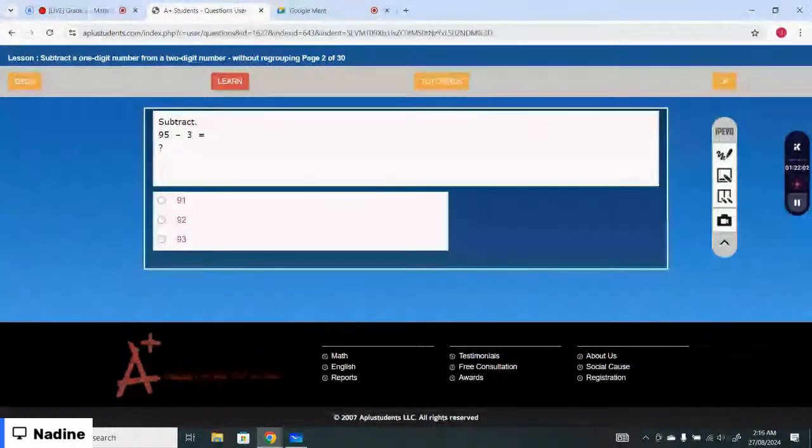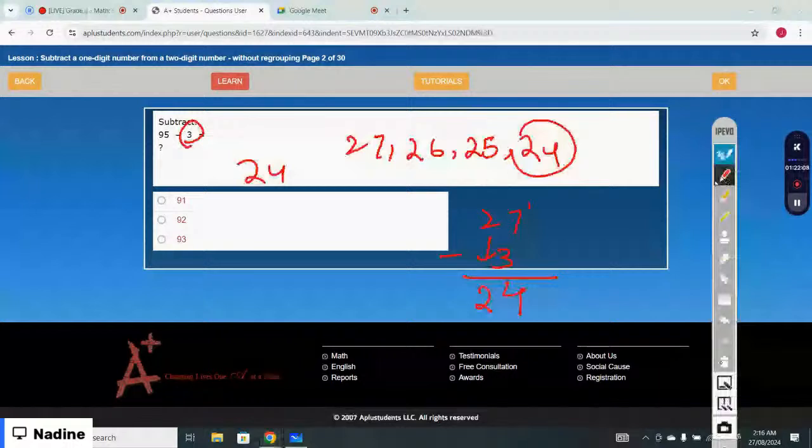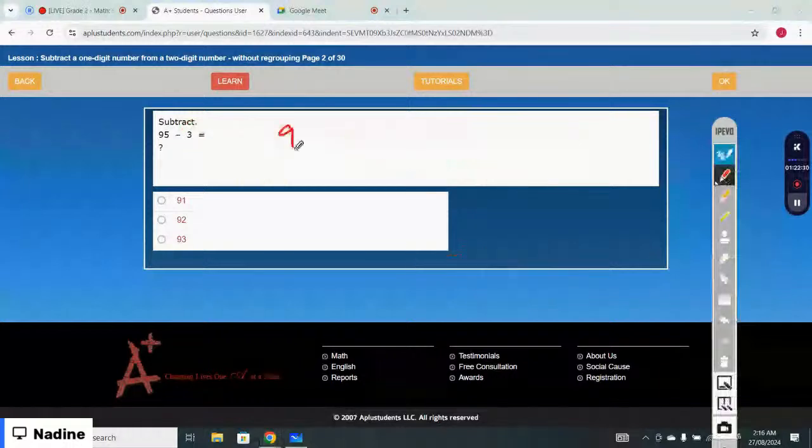Okay, the next one is 95 take away 3, right? So start with 95 and count backward 3, right? Whatever method you find easy, you can do, right? Basic thing is you need to subtract. 95, 94, 93, and so you end up on 92, right?